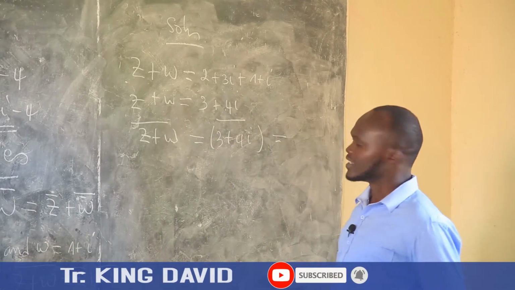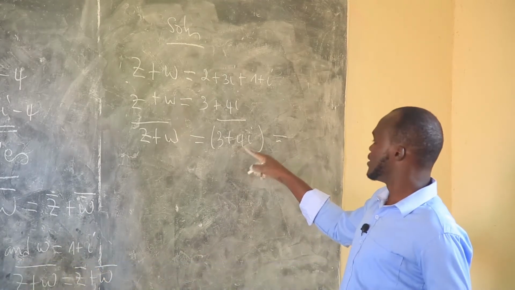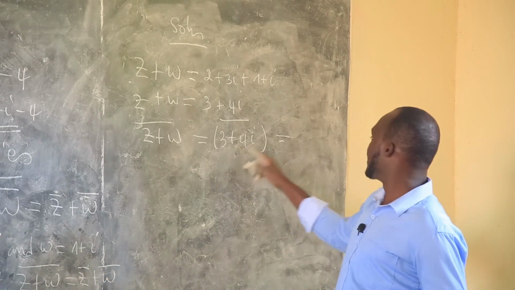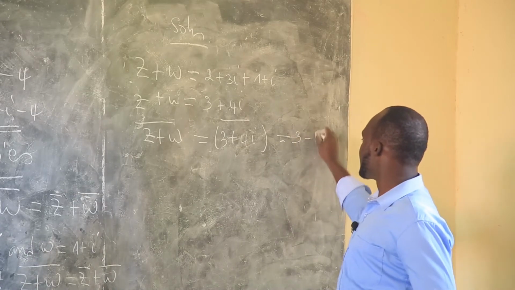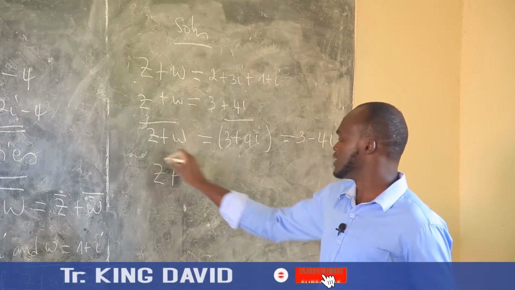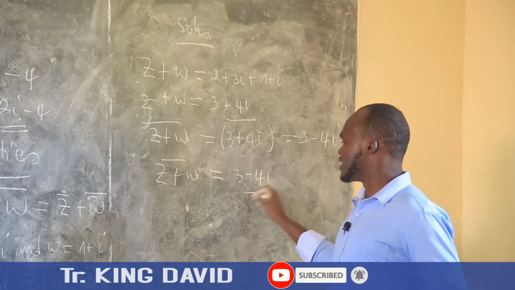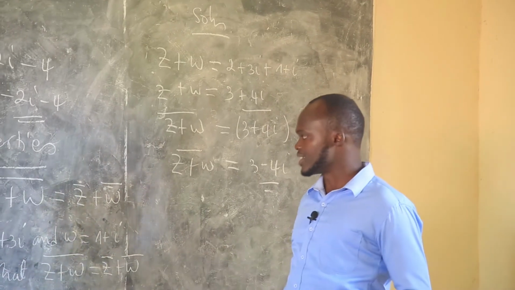So what is the answer of that? Because the imaginary part is positive, it will change, we'll get negative. That's 3 minus 4i. So therefore, the conjugate of Z plus W, its answer is 3 minus 4i. That's the answer for the left-hand side.